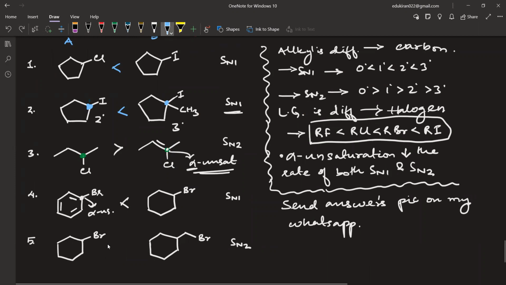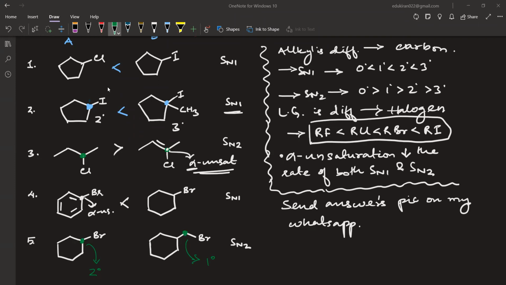Now in SN2, the next question is for SN2. Look at the alpha carbons because the halogen is same. When we are looking at the alpha carbon, I can see that this is 2 degree. This is 1 degree. Sir, हाँ बताइए. Explain the fourth question once again. Fourth one.